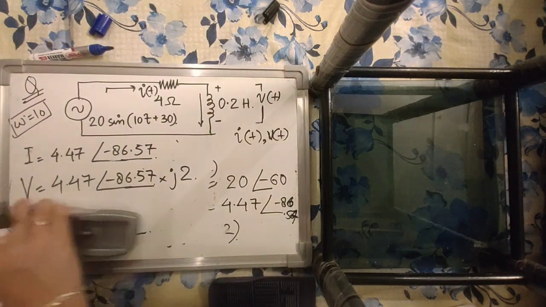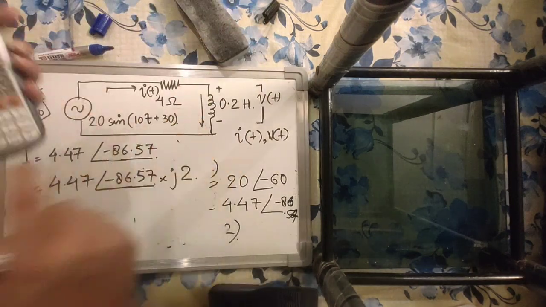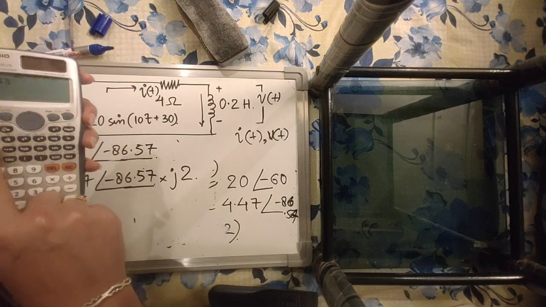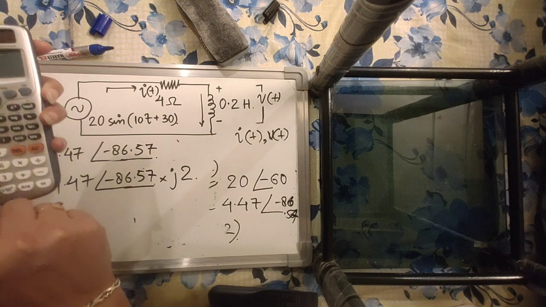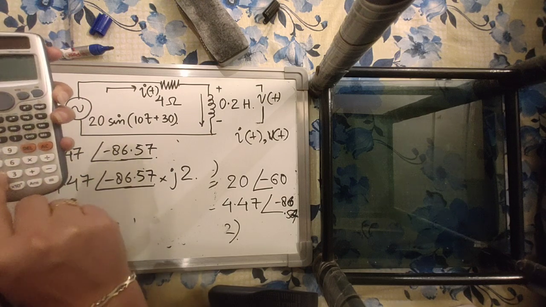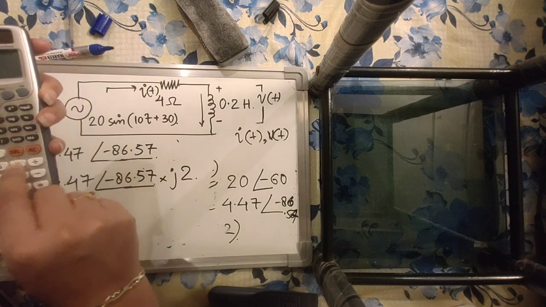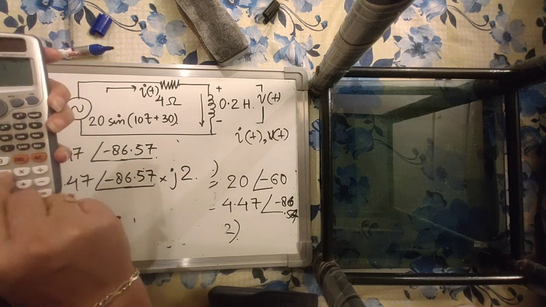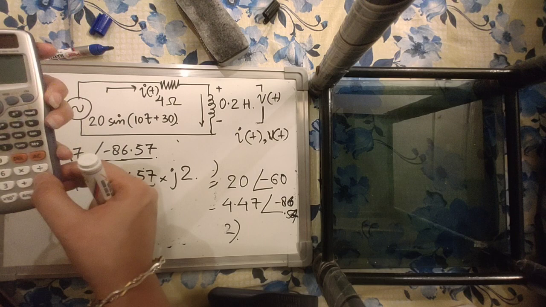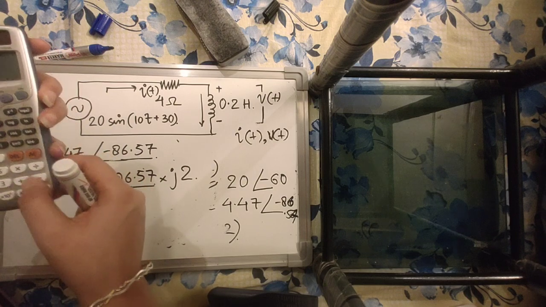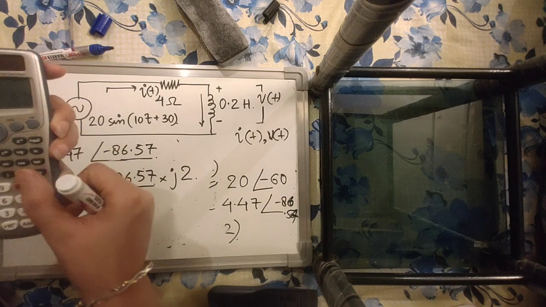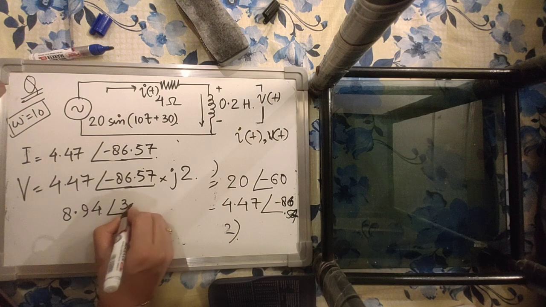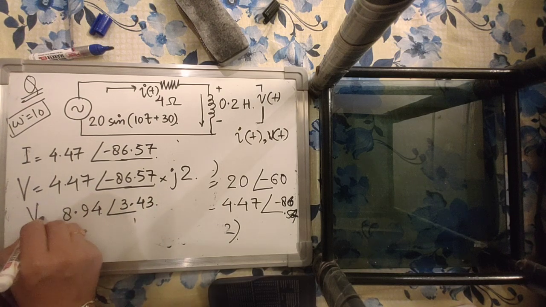So if we move further, we can simply calculate this product as 4.47 at an angle of minus 86.57 into 2 times j, and that is 8.94 at an angle of 3.43. That is my voltage phasor.